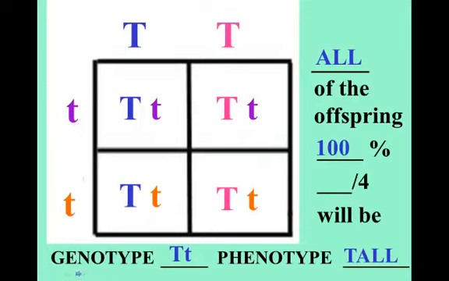100% are tall, right? Or how many out of 4, if I counted, how many out of 4 are going to be tall? 4 out of 4 will be tall, right? 4 out of 4 are going to have big T, little t genotype, and 4 out of 4, 100%, are going to look tall. That's how to do a Punnett square. Put the parents in, put the combinations together, and then look to see what's the probability. You can count the boxes.